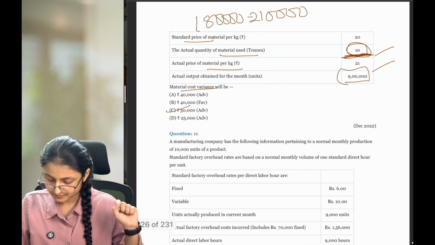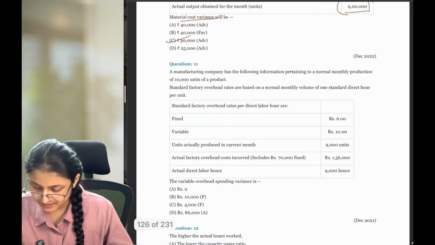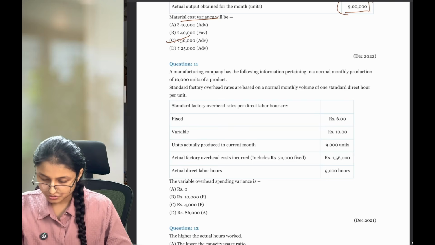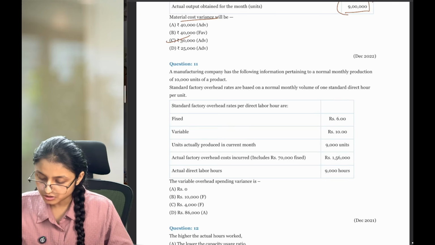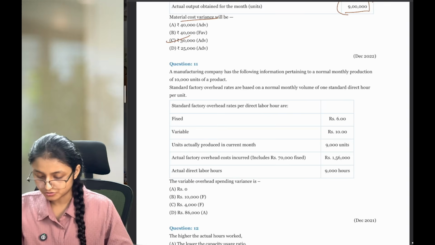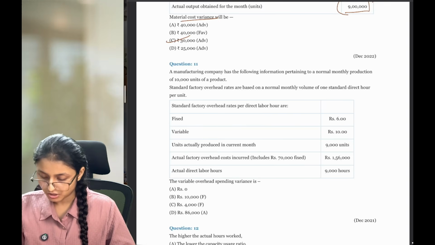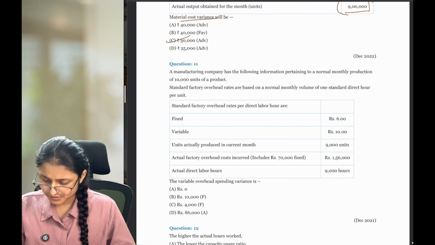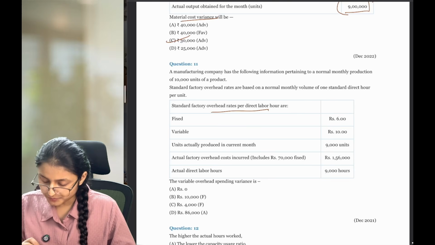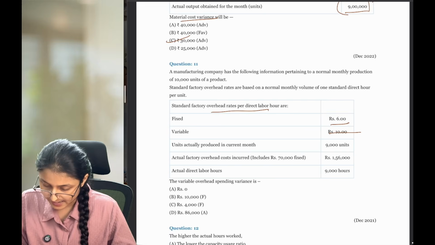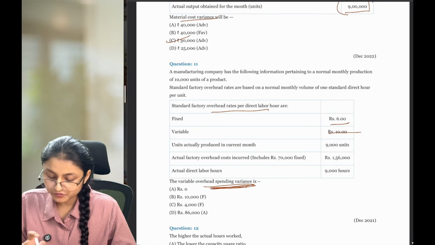Done. Next. A manufacturing company has the following information: a normal monthly production of 10,000 units and normal monthly volume of 1 standard direct labor hour per unit. So for producing 1 unit, you require 1 hour as per standard. This question, I think we have seen previously also. Standard factory overhead rate per direct labor hour is given to you as 6 and 10. You need to calculate variable overhead expenditure variance.